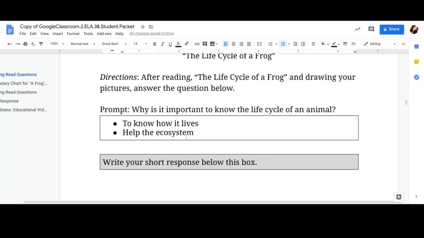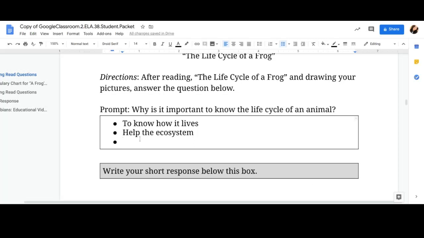Next, once you give another response to unpacking the prompt, I want you to do your RACE response in this box right here. Your RACE response is R, restate the question: why is it important to know the life cycle of an animal? A, answer the question. C, give me a quote, so according to the text. And then E, explain: this shows me that a frog is important because. Now I gave you some sentence starters for C and E. Remember, C is usually according to the text. That's a good sentence starter to know that you're going to quote. And then you should know how to do R and A.